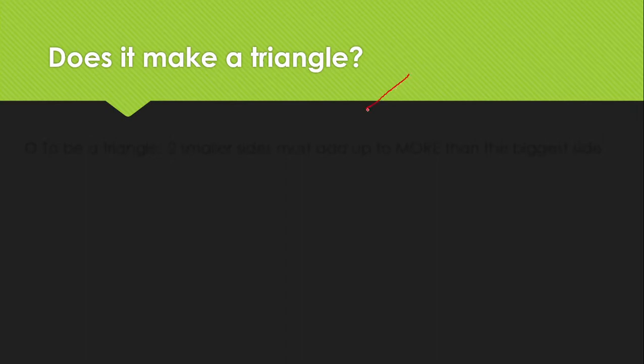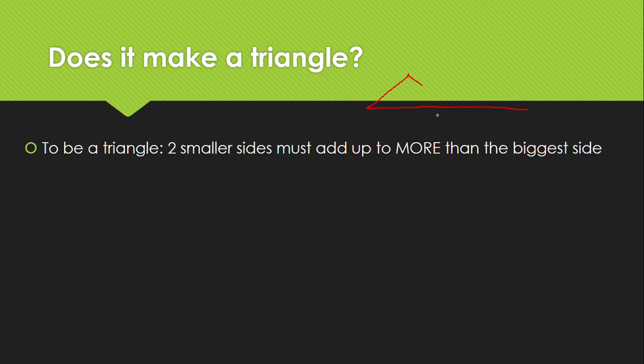But not necessarily. Like, what if we had a side that was really long, like this one I'm sketching, and then this one was really short? There's no way that we could connect those to make a triangle. So it does actually depend. And here's the rule that we can use to help us figure that out. If three sides make a triangle, the two smaller sides must add up to be more than the biggest side.